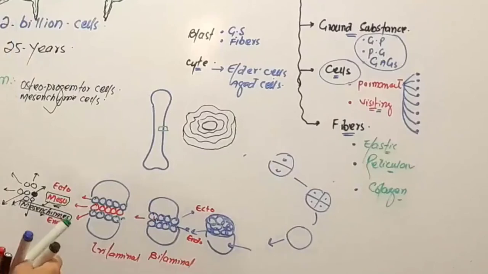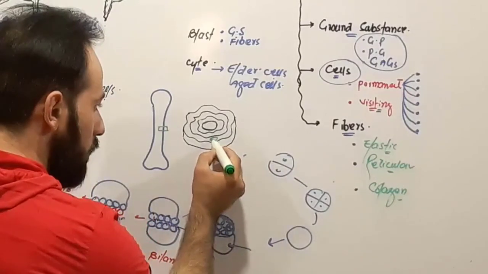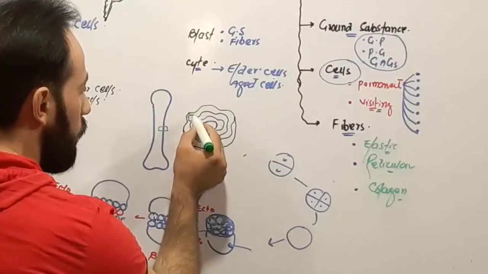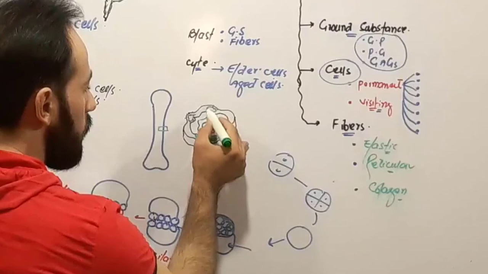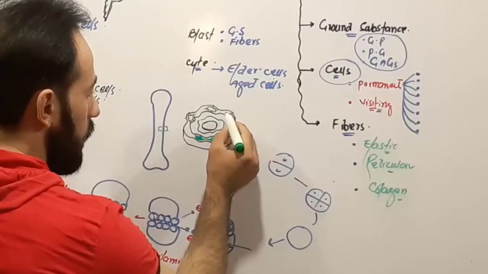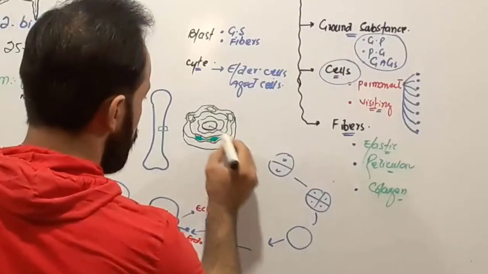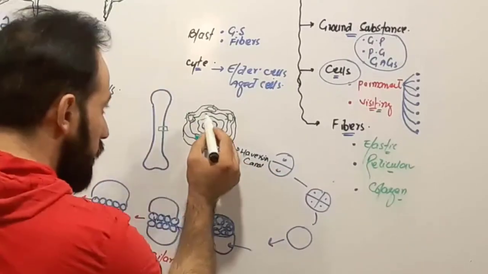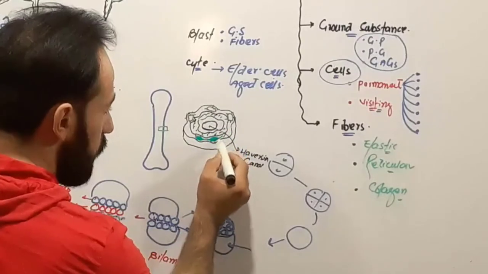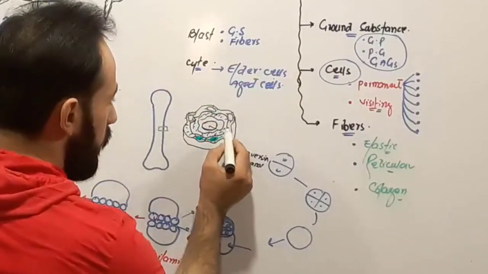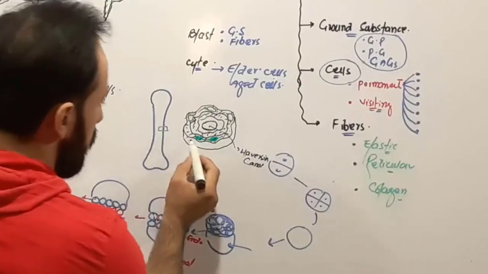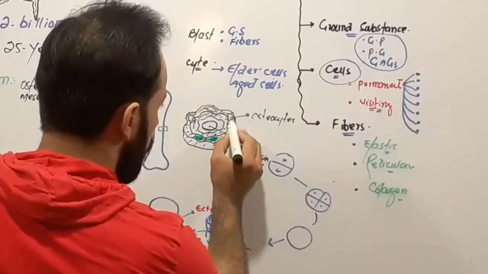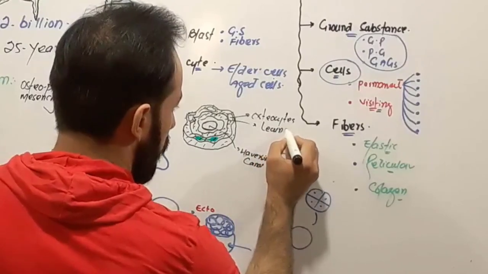We call these rings concentric rings, and inside these concentric rings there are special places in which these cells are placed, and these special areas are called the lacunae. Look carefully, this is called the Haversian canal. Around this Haversian canal there is the arrangement of the mass of the bone. And in these ring-like structures there are special places in which the bone cells, these osteocytes, are located. They are called the lacunae, right?